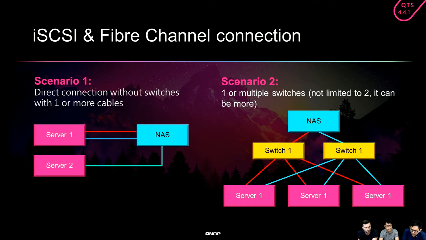And here are the common connection scenarios at most sites. The first scenario is that your server connects to your NAS by Fibre Channel directly. But if you have several servers, you can connect to the Fibre Channel switch first and then go to the NAS.